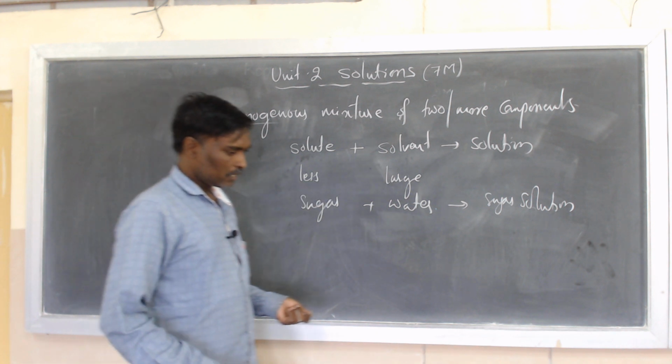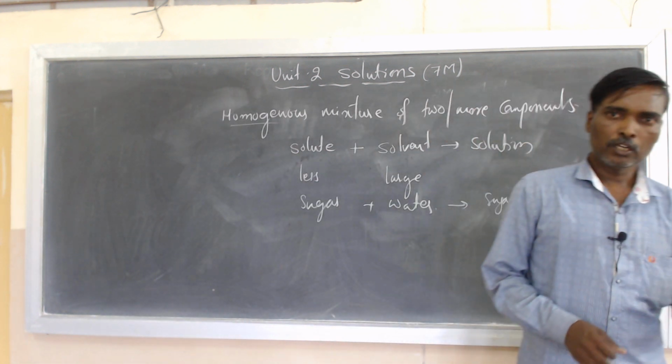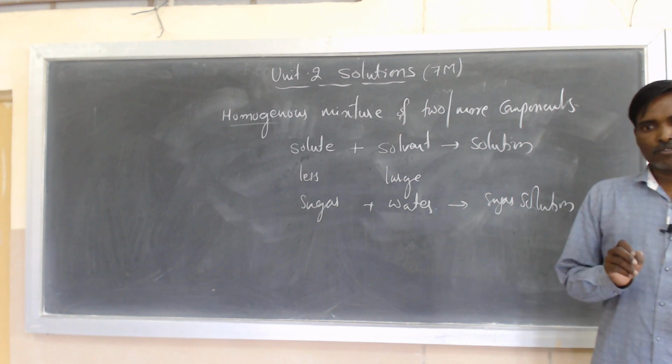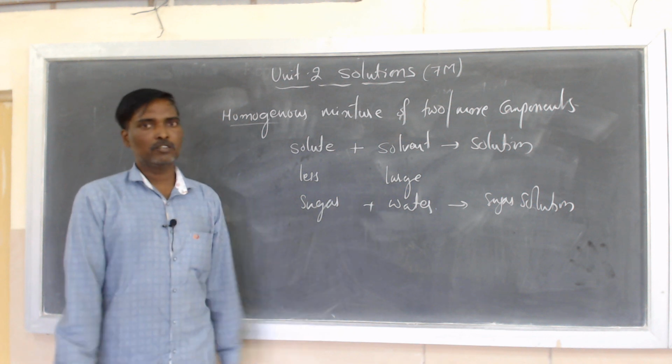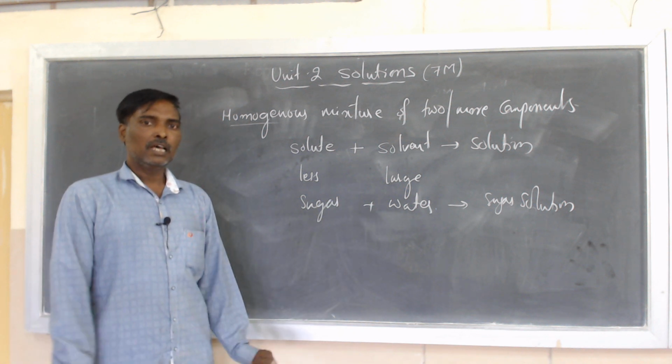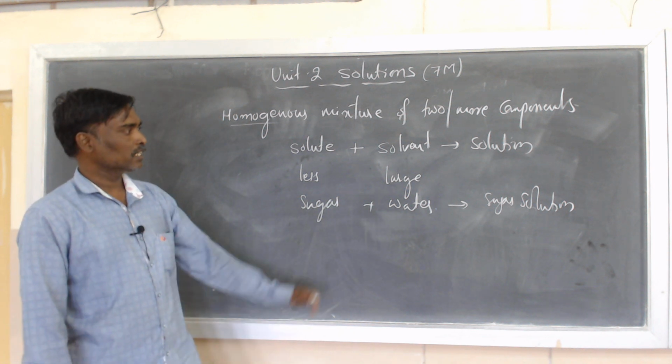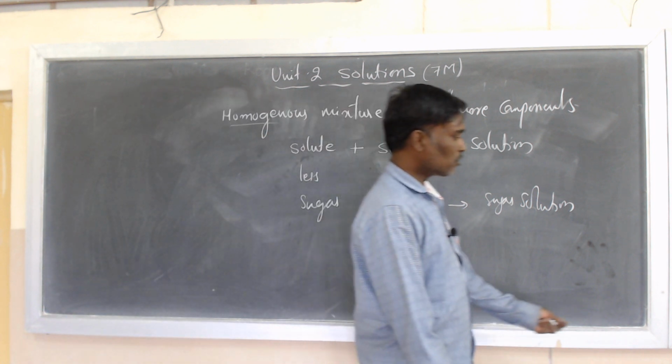Once again let me repeat: the solute is the one which is present in lesser quantity and it loses its identity. And the solvent is the one which is present in larger quantity and it retains its identity in the solution. So that is a solvent.